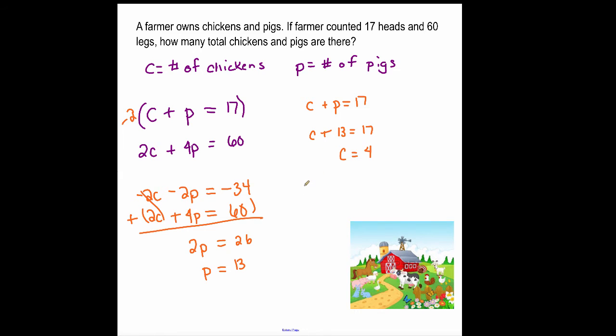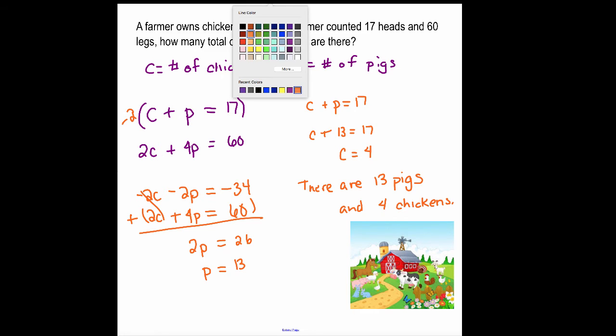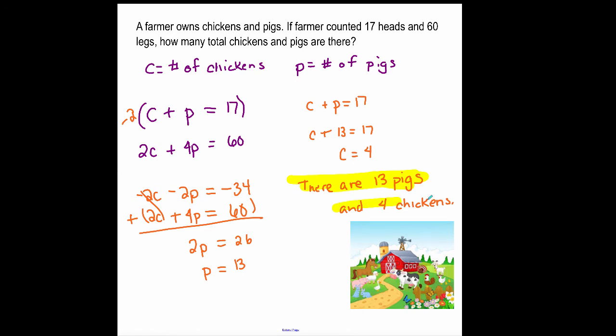So on the farm, I know there are 13 pigs and 4 chickens. I can always double check my answer as well by plugging 13 and 4 into the opposite equation, 2C plus 4P equals 60, to double check that my answer is correct.